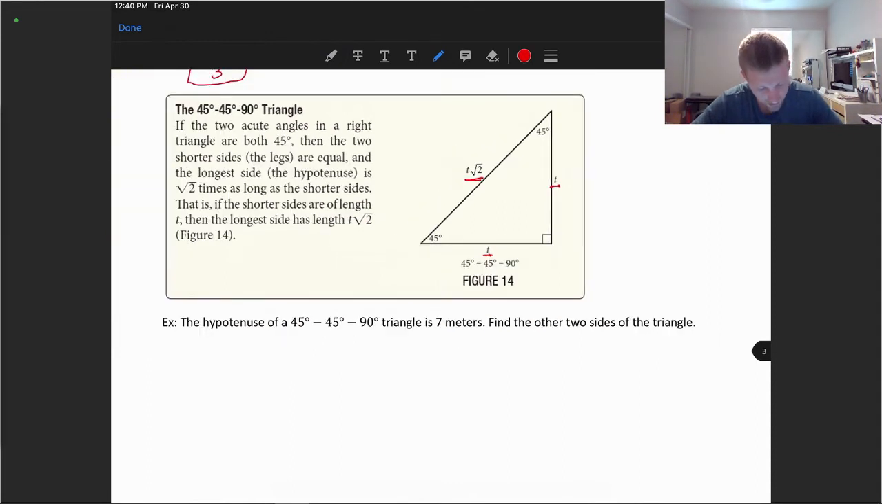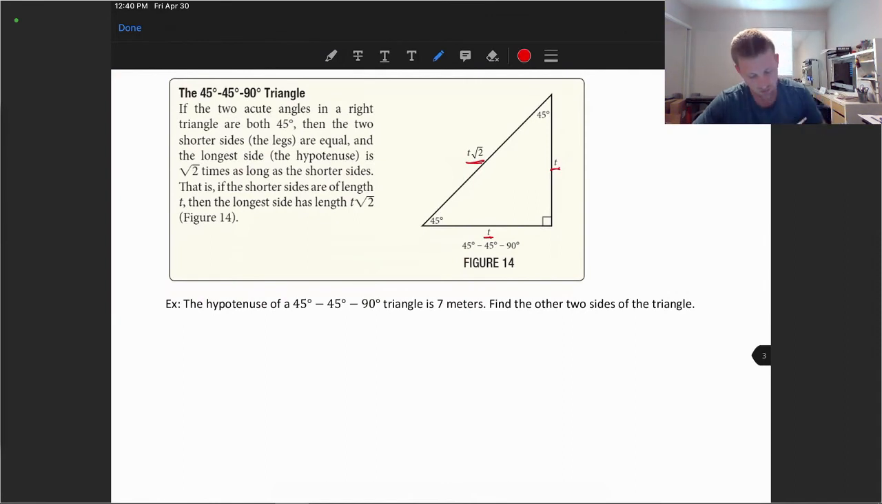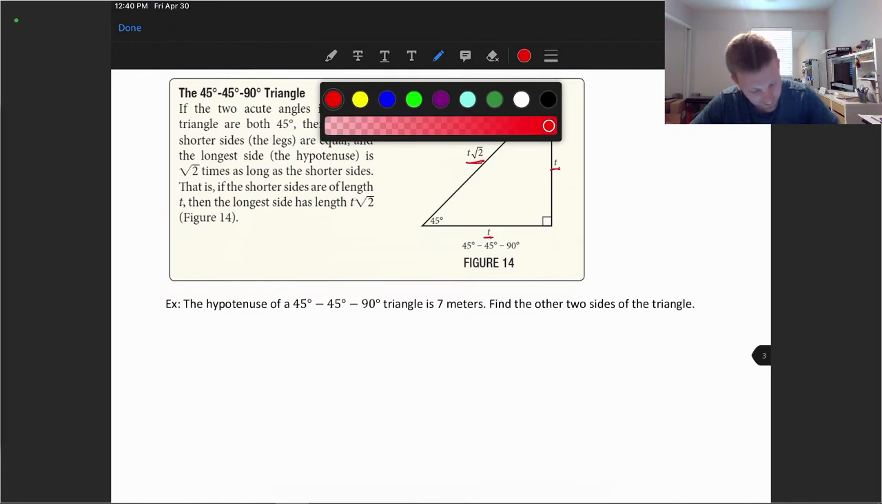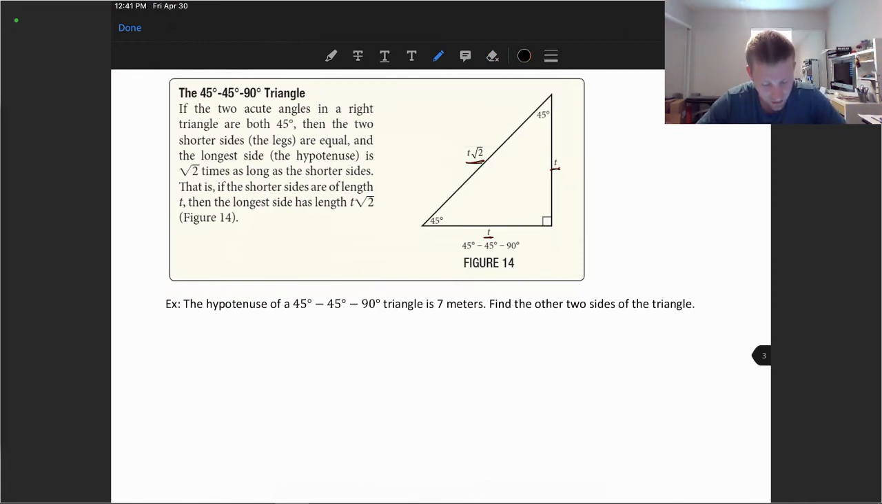So we'll take a look at considering a ratio here with our 45, 45, 90. In this example, we have the hypotenuse of a 45, 45, 90 triangle is 7 meters. We want to find the other 2 sides of the triangle. In other words, we'd like to know the legs. So if I have a 45, 45, 90, so these are equal 45s.